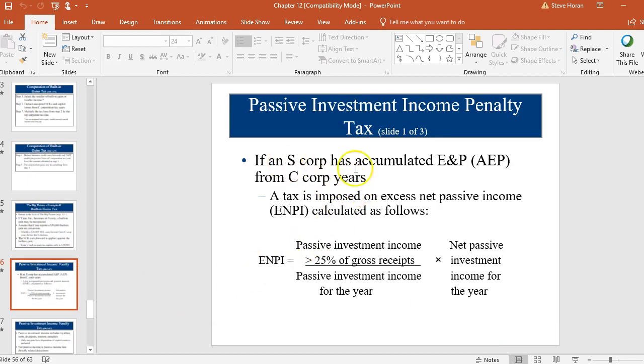And then also, if an S Corp has accumulated E&P from the C Corp years, a tax is imposed on excess net passive income. The calculation is as follows. Passive investment income which is greater than 25% of gross receipts, divided by passive investment income for the year, is multiplied by net passive income for the year. So we're just separating it between those two chunks, multiplied by the net passive income for the year.